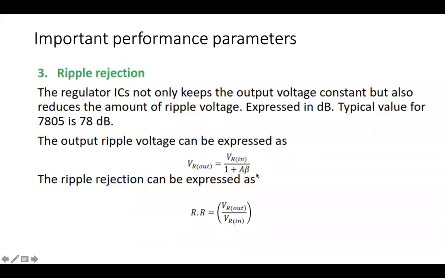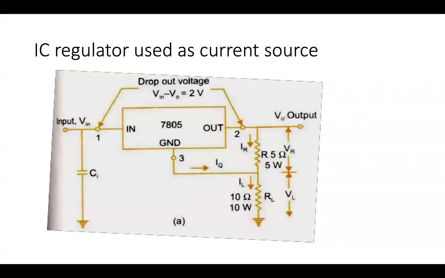So this is nothing but A, the gain, and this is the gain factor beta. The ripple rejection can be expressed as RR, ripple rejection, so VR out by VR in. Okay, so output by input.